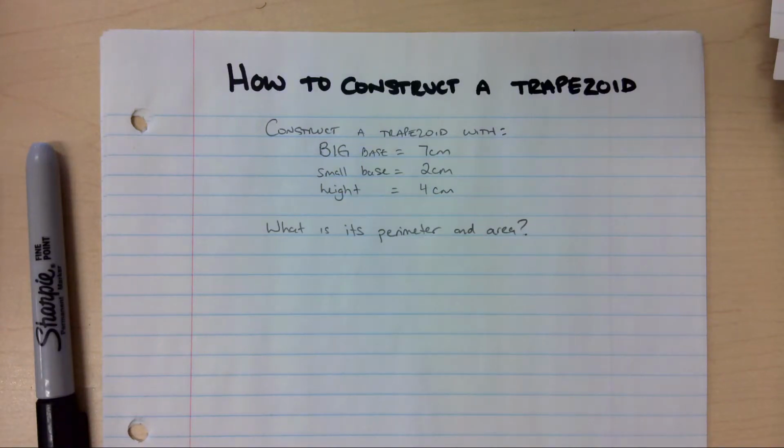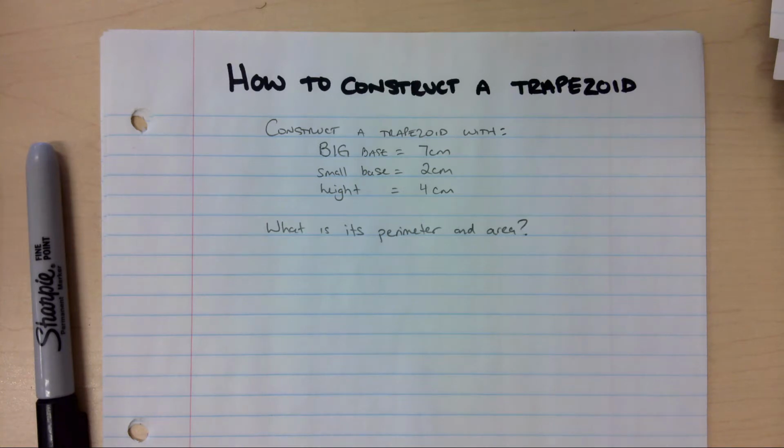Hi everyone, in this video I'm going to teach you how to construct a trapezoid and how to find its area and perimeter once you've constructed it. So first things first, we need to remember what a trapezoid is exactly. A trapezoid is a quadrilateral, which means it has four sides, and opposite sides are parallel to each other.